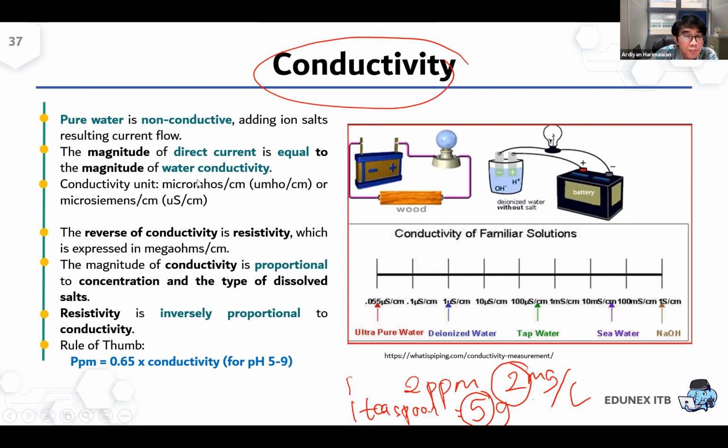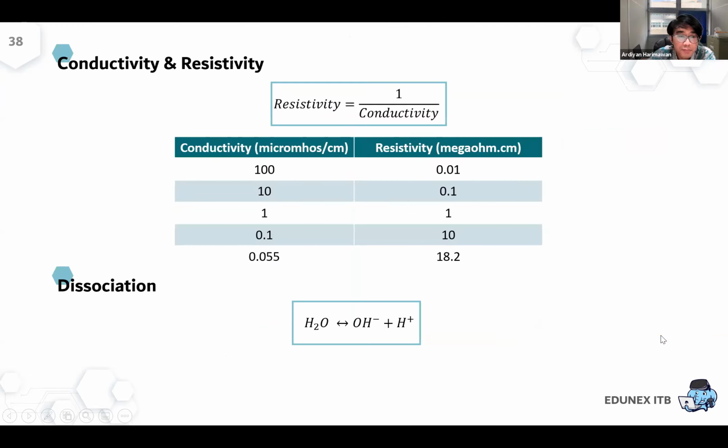Okay, the conductivity unit is micromhos per centimeter or microsiemens per centimeter. So this is the relative value. I think you can see, right? This is ultrapure water, deionized water, tap water, seawater, and sodium hydroxide solution. Resistivity is 1 over conductivity, and the unit will be megaohm centimeters.